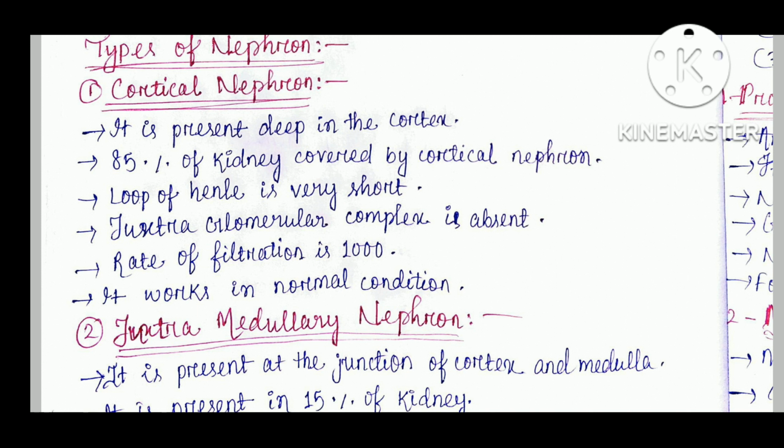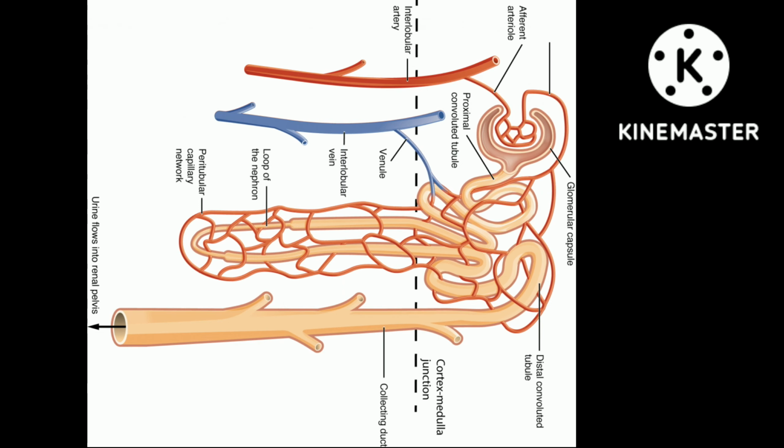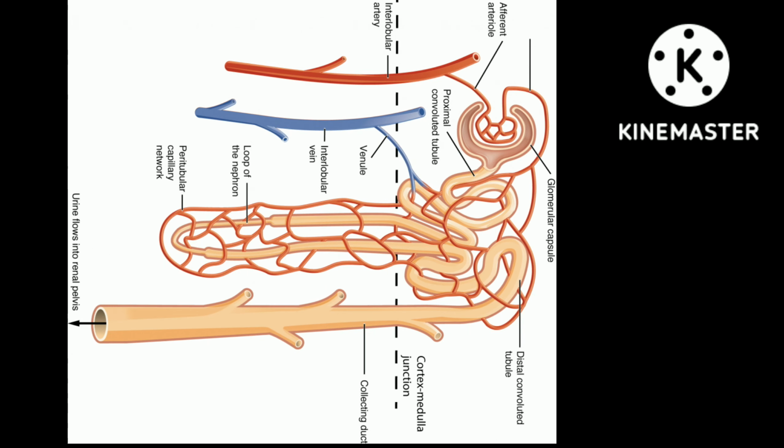Types of nephron. Cortical nephron: it is present deep in the cortex. 85% of the kidney is covered by cortical nephrons. Loop of Henle is very short. Juxtaglomerular complex is absent. Rate of filtration is low. It works in normal condition. The second one is juxtamedullary nephron. It is present at the junction of cortex and medulla, in 15% of the kidney. Loop of Henle is well developed. JG complex is present, rate of filtration is high, and it works at the time of strain or shortage of water.